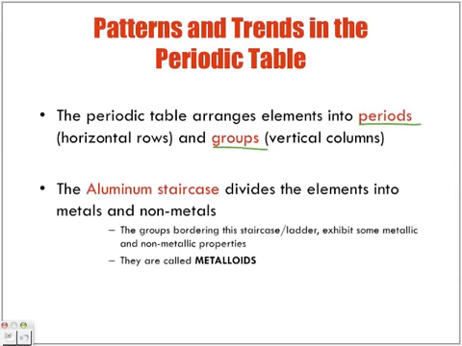Now, I introduced you to the aluminum staircase in the previous chapter, and we talked about how the aluminum staircase separates the elements into metals and non-metals, and that the elements bordering this staircase or ladder exhibit some metallic and non-metallic properties, which we call metalloids. And these are the ones that pretty much lie along the borders of the aluminum staircase or the aluminum ladder, whichever way you want to refer to it.